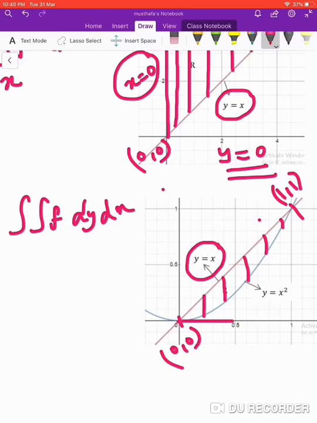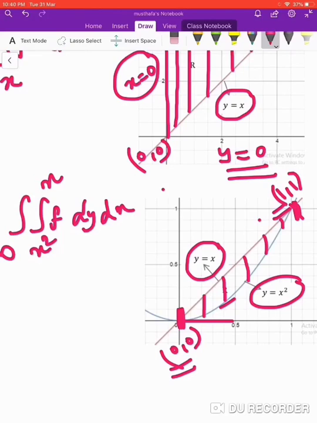So what is your value of y in blue? The value of y is x power 2. What is the value of y in red? Y equals x. So now look at the line. The line is moving from the left side to the right side. So when I start at the left side, what is the value of your x? 0. When I stop at this point, what is the value of your x?